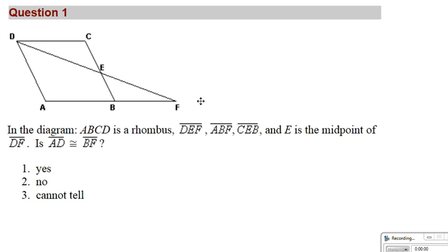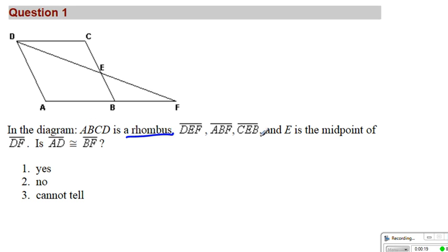This is the review lesson on proving triangles congruent. Now let's look at the first one together here. So in the diagram, ABCD is a rhombus. Here, the definition of rhombus is that all four sides are equal to each other.